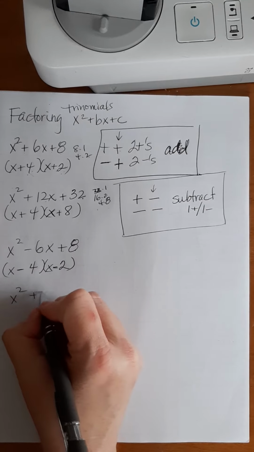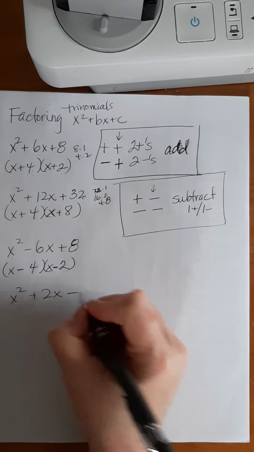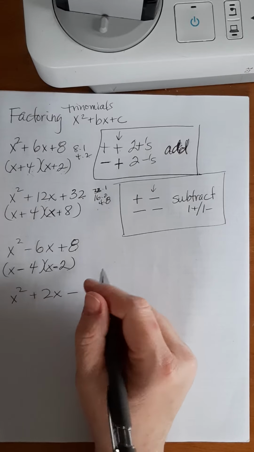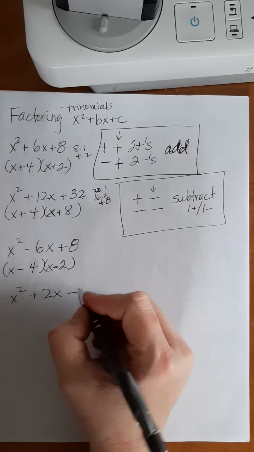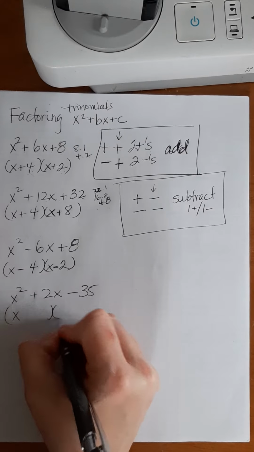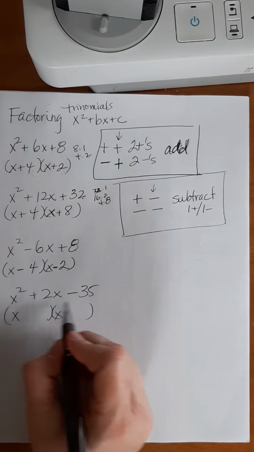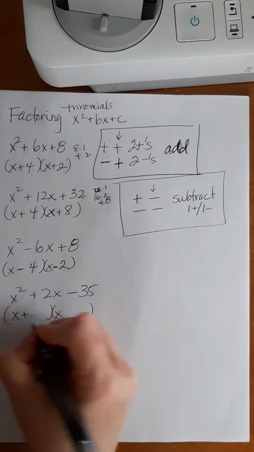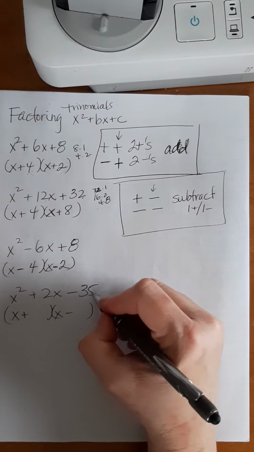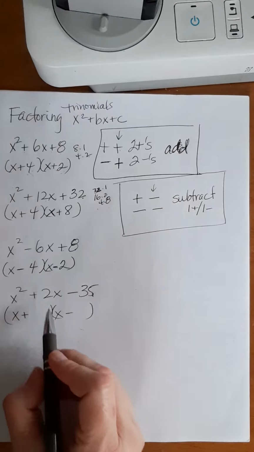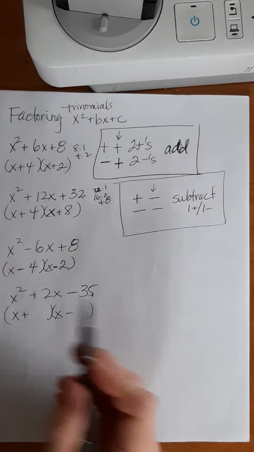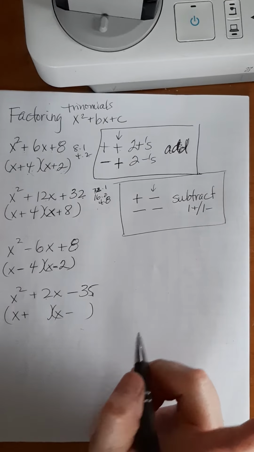So if I gave you x squared plus 2x minus, what do we want? Maybe 35. Well, notice how this one, we still have x and x, but this time we have a plus and a minus. So we want a plus and a minus, or minus and plus, the order doesn't matter. But what multiplies to give you 35, but subtracts to give you 2? And it's like, oh, wait, 5 and 7, 5 and 7.